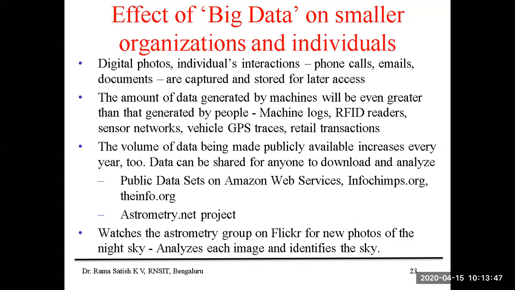So if you look at it, each and every person will generate a huge amount of data: phone calls, emails, photos, and a lot of videos are taken. The amount of data generated by machines will eventually be greater than that generated by people. So that's very important. Satellites or the missions generating data in various industries, various data centers, other test centers. So a huge amount of data is generated.